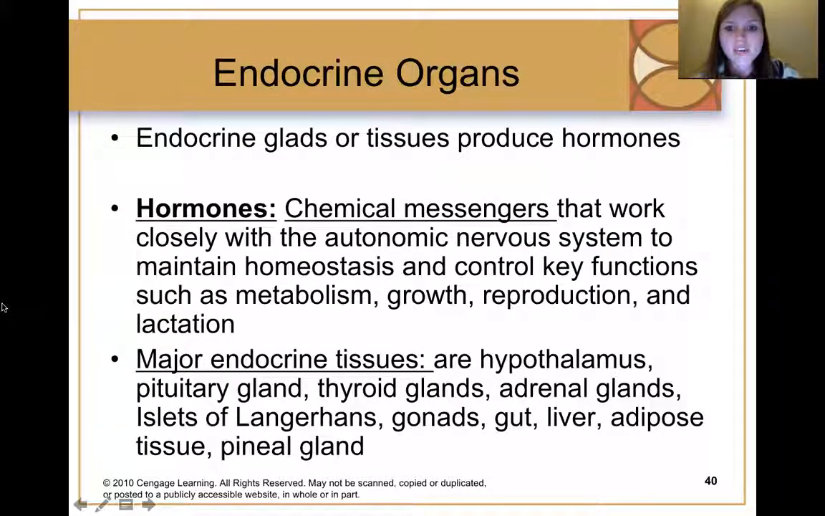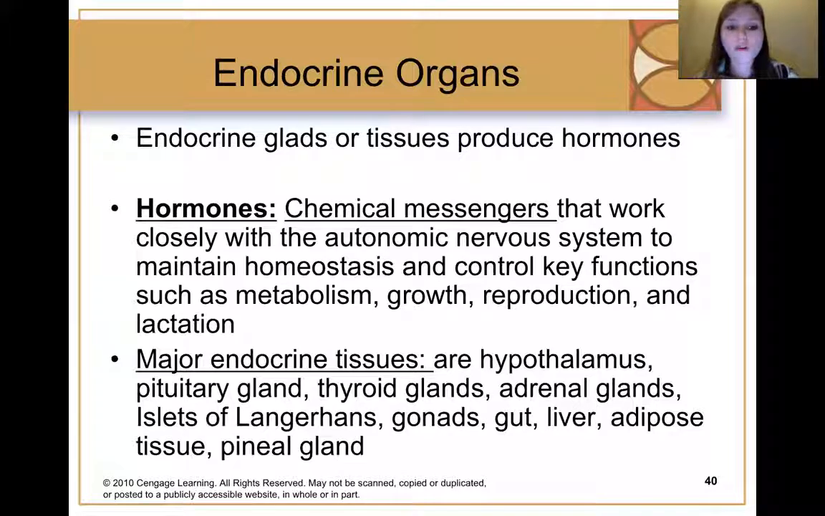So a little bit about endocrine organs. Endocrine glands, that's supposed to say glands, not glads, or tissues produce hormones. Remember earlier we talked about how the cell membrane has receptors for hormones, and that's how cells can communicate with the rest of the body. A hormone will bind and tell that cell what it needs to do. So hormones are produced by endocrine organs.